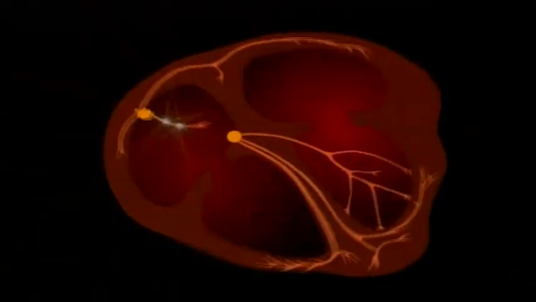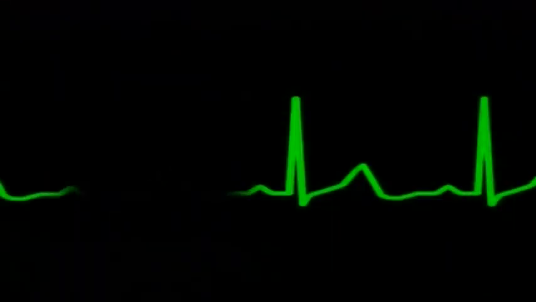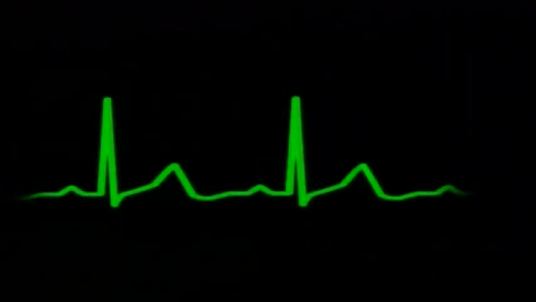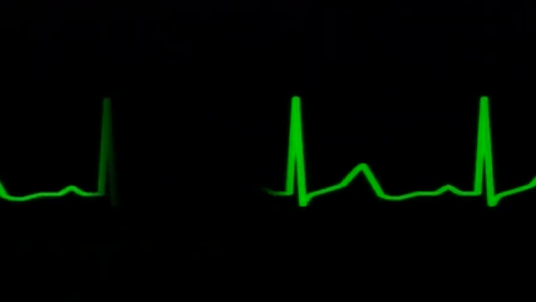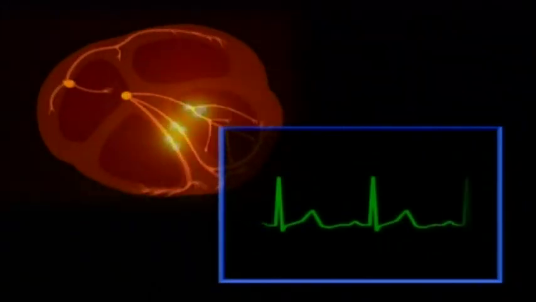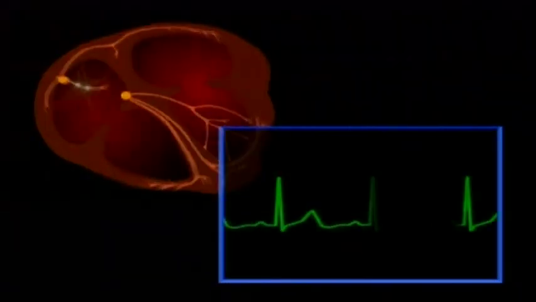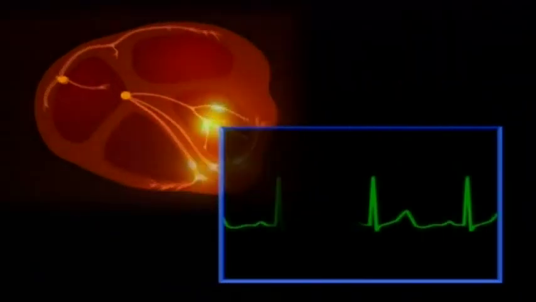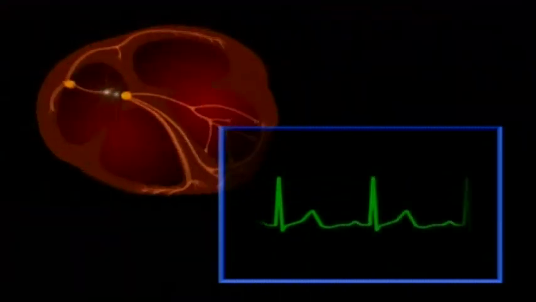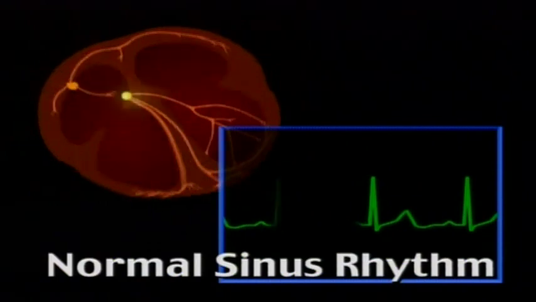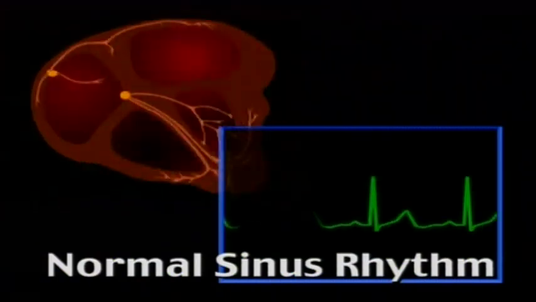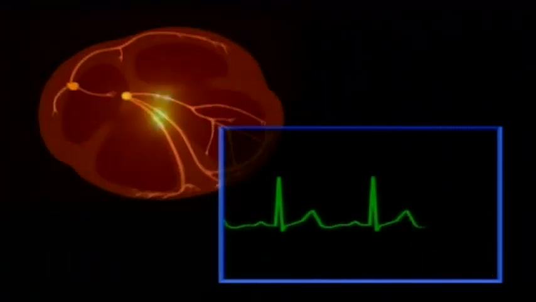The electrical activity of the heart and its rhythm can be measured by a heart monitor that displays an electrocardiogram, or ECG. The peaks and valleys of each wave, their size, shape, and frequency, show the heart's rhythm and how the electrical system is functioning. This ECG shows regular electrical activity, called normal sinus rhythm.